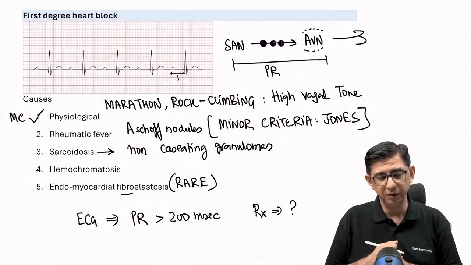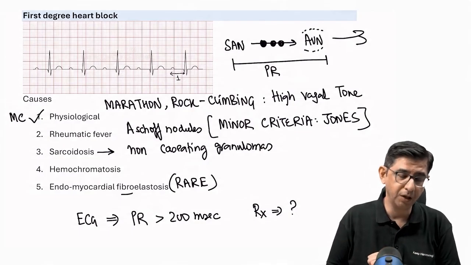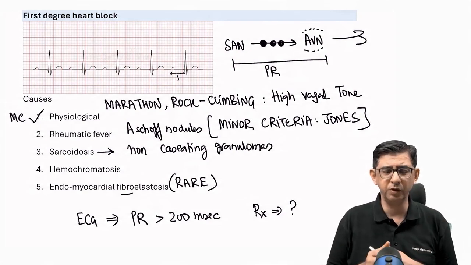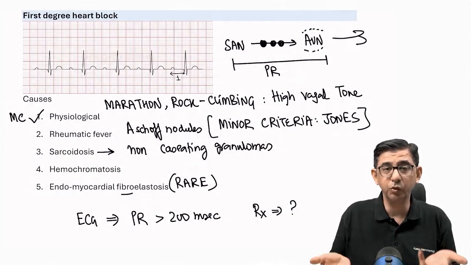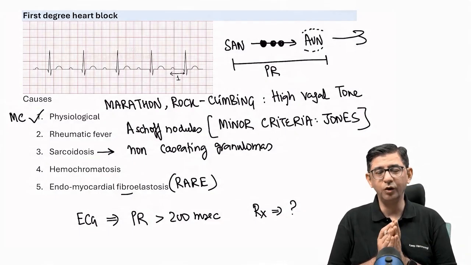So the question of the NEET PG, I'll say once again: he is an IT professional. He came for an annual medical checkup and the PR interval was more than 200 milliseconds. It asks, what is your advice? One option was to advise him lifestyle modification, one was to tell him that his job is not suitable for him, like he can have a death while working. So obviously none of them would be valid.